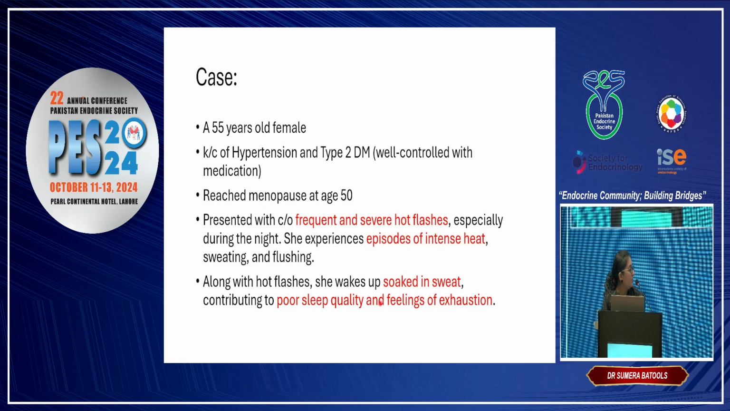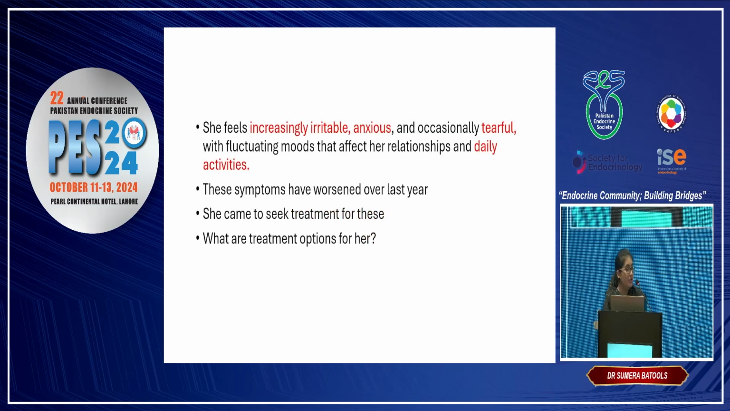Along with hot flushes, she wakes up soaked in sweat, contributing to poor sleep quality and feeling of exhaustion. She feels increasingly irritable, anxious, and tearful, with fluctuating moods that have affected her relationship with her family members and also affected her daily activities. These symptoms have worsened over the last year, and she has come to seek treatment for these symptoms.